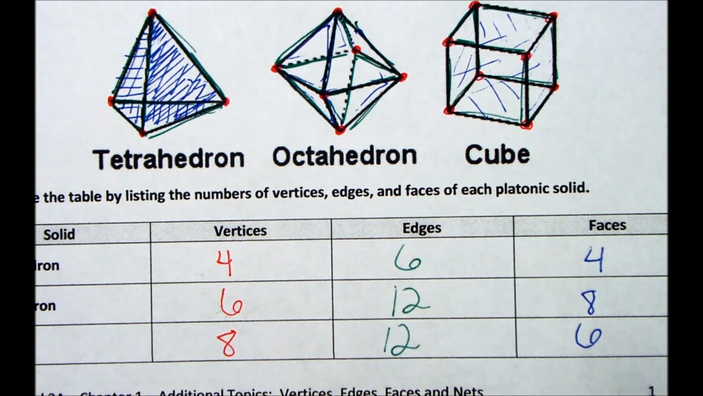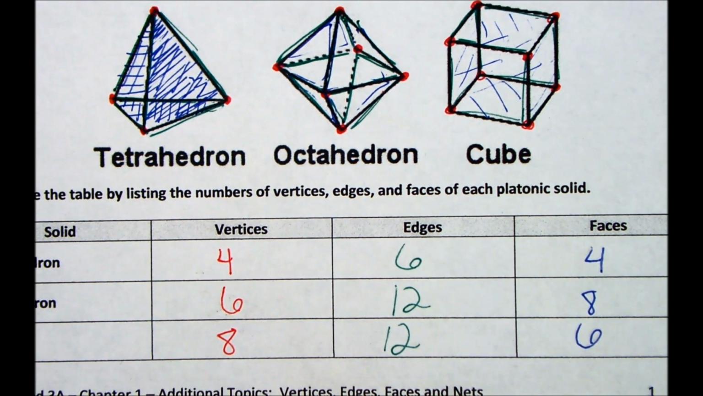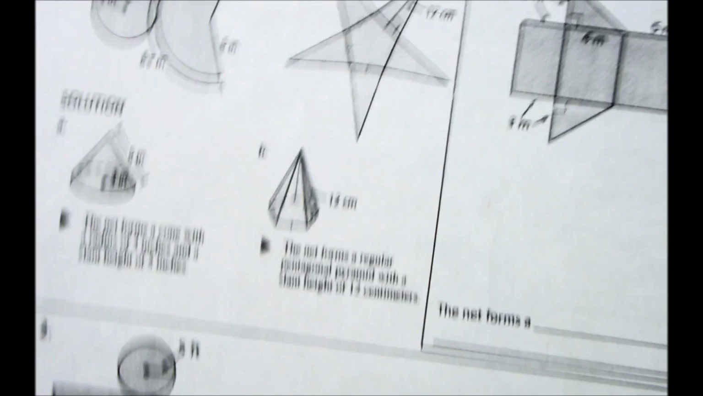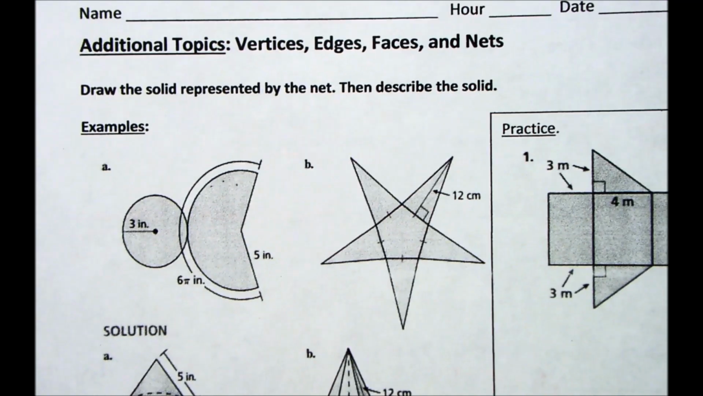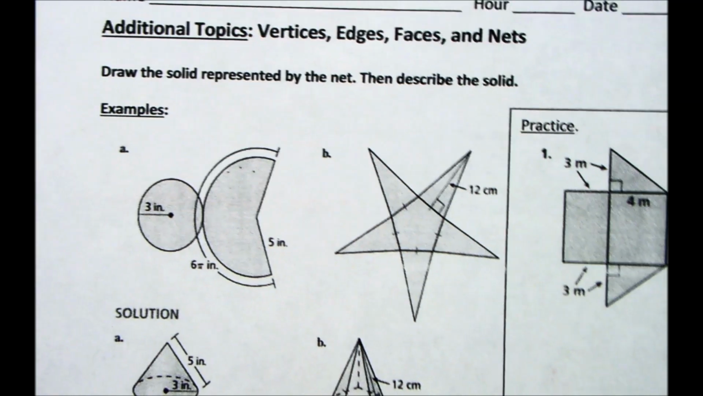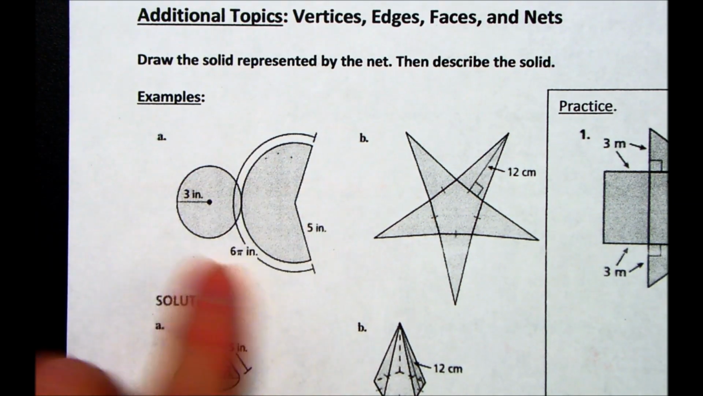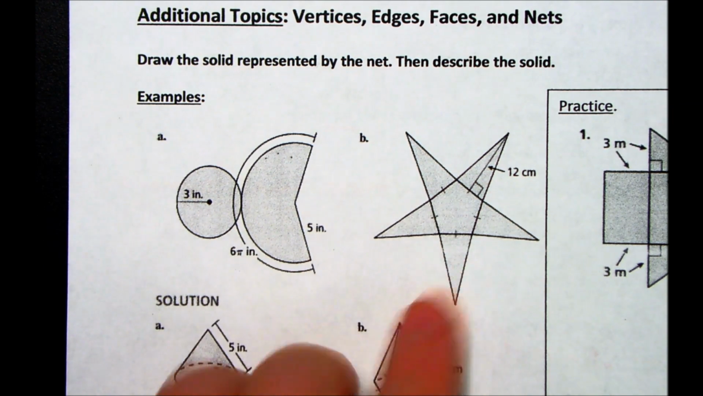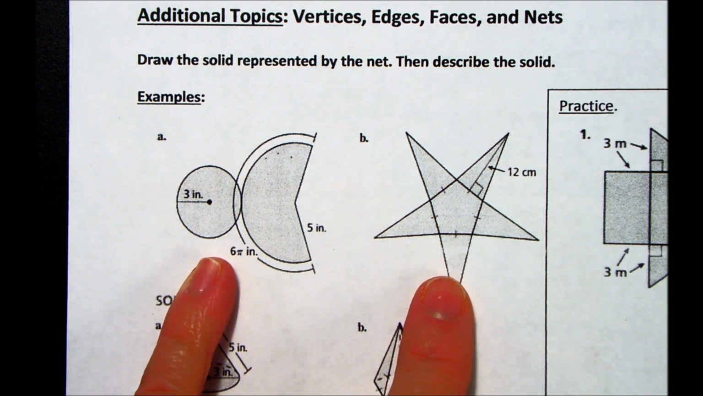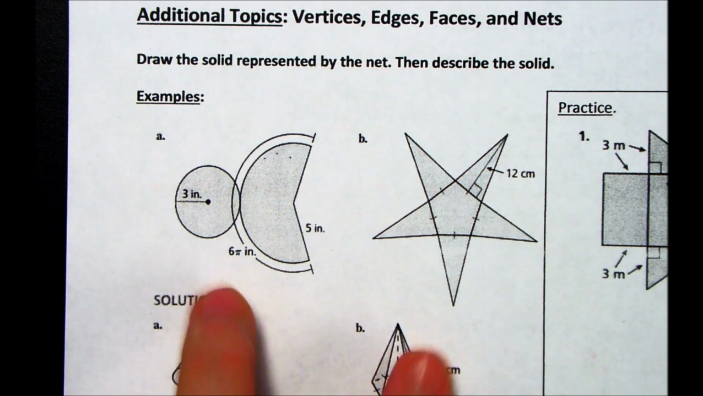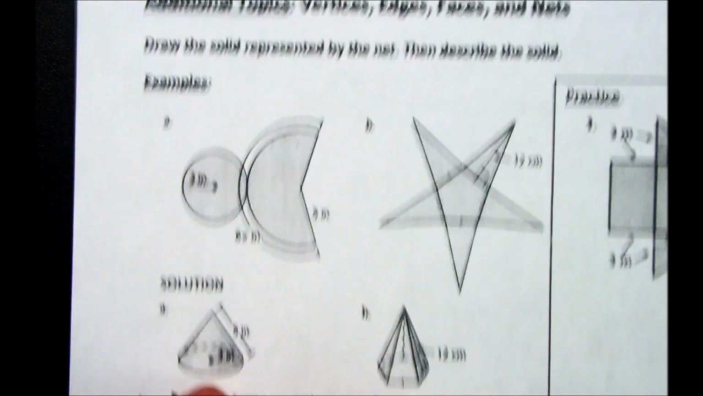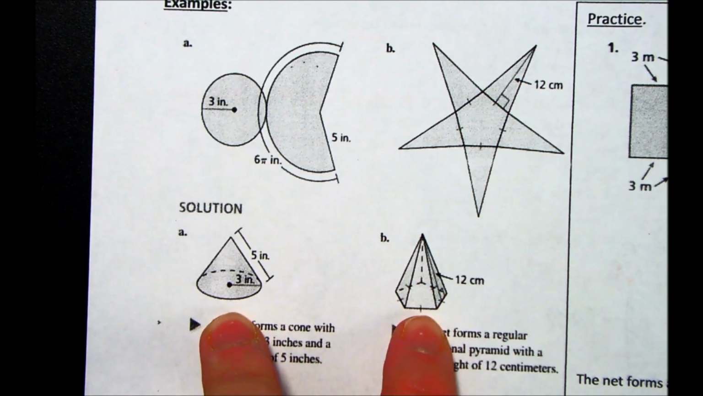All right, so that was just a quick review of vertices, edges, and faces. Pretty easy, hopefully. Now moving on to nets. A net is something that is basically taking those 3-dimensional objects and breaking them up into all of their polygons. So this is an example of a net. This is an example of a net. So a net is a 2-dimensional shape or 2-dimensional picture that when folded it will become a 3-dimensional shape.